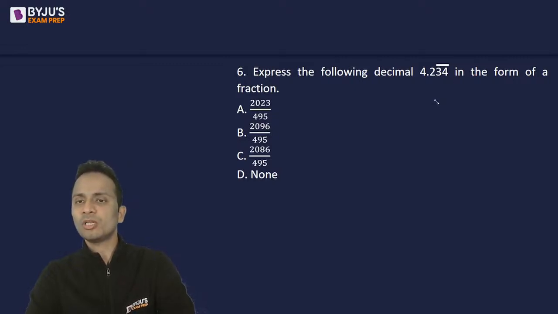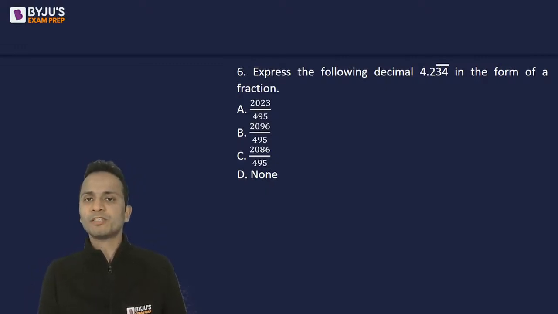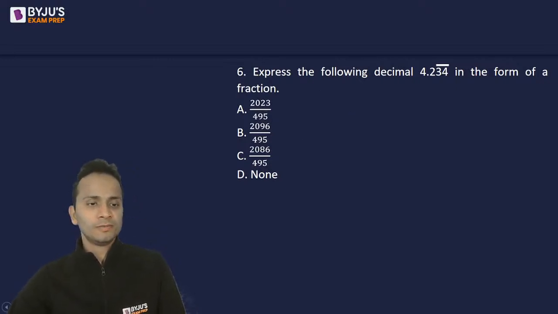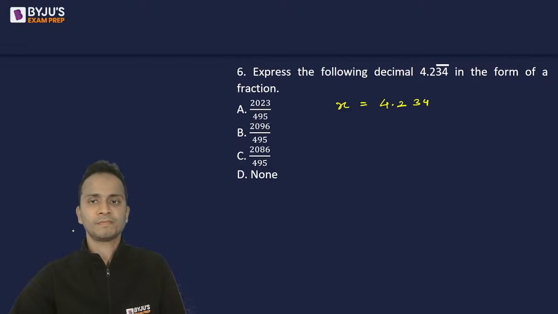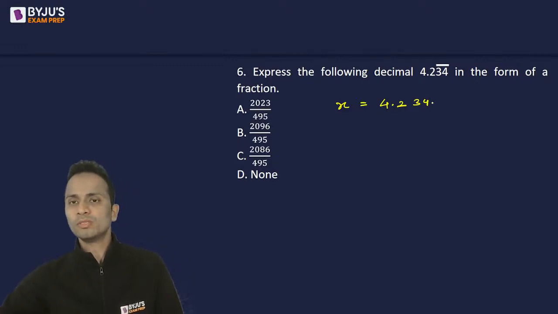Here the bar is on 3 and 4. ठीक है, 3 और 4 पे बार है. Express the following decimal in the form of a fraction. X is equal to 4.234, 34, 34, 34, and so on.